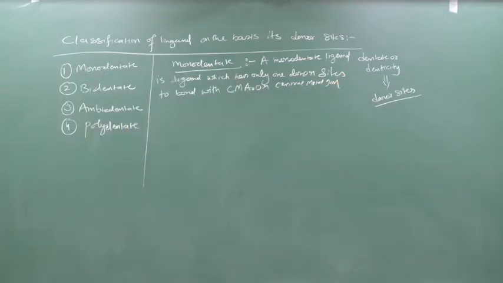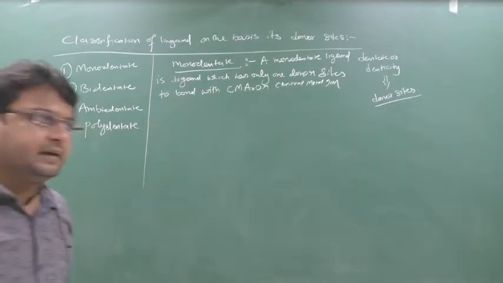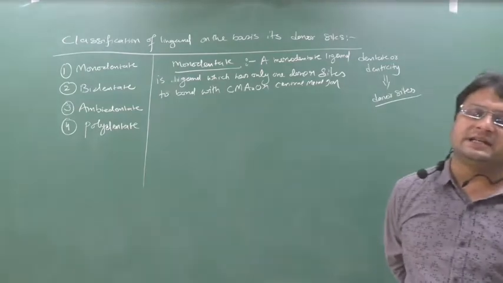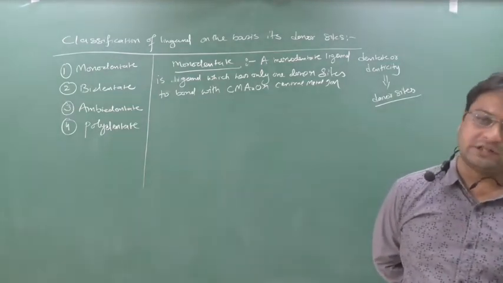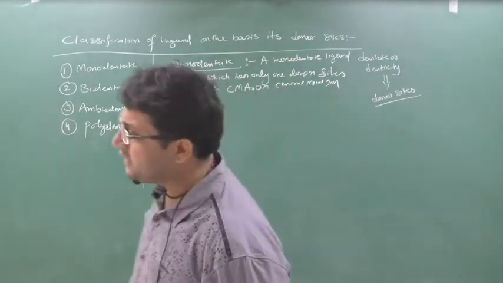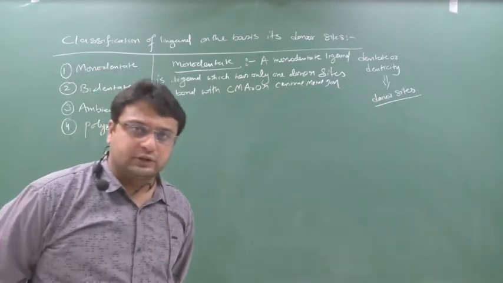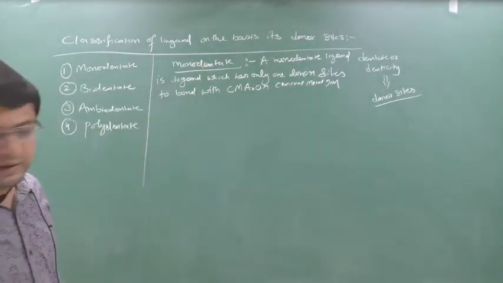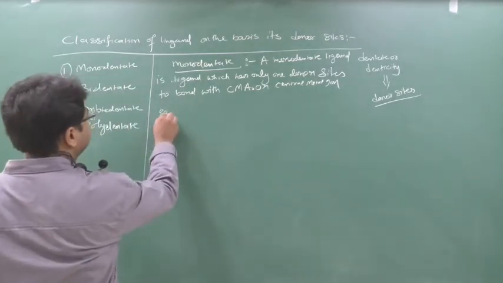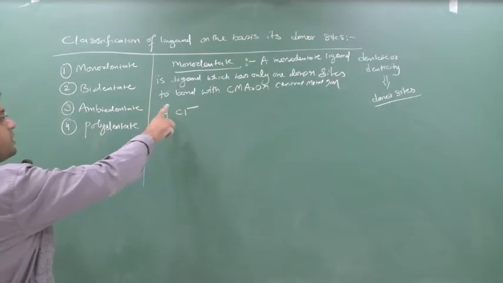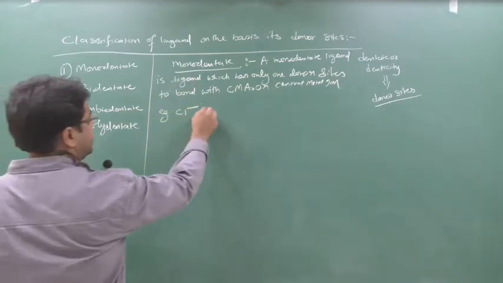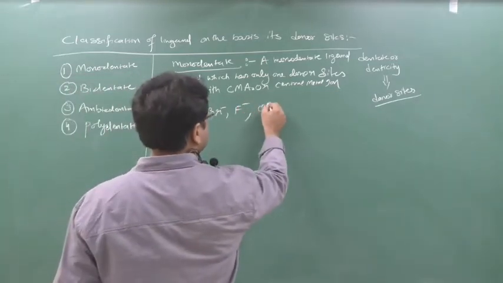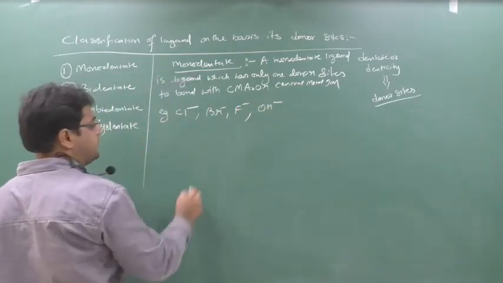A simple logic: mono, one; dentate or denticity, donor site. So a monodentate ligand is a ligand which has only one donor site, which can donate electrons only one time. Clear this part? Example I will tell you. See, example is Cl minus. It can donate only one lone pair. So this is a monodentate ligand. Br minus, F minus, OH minus.